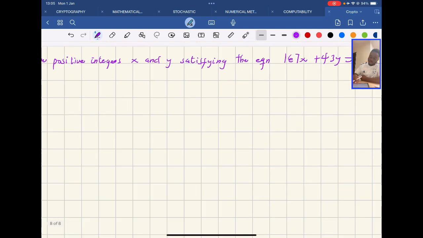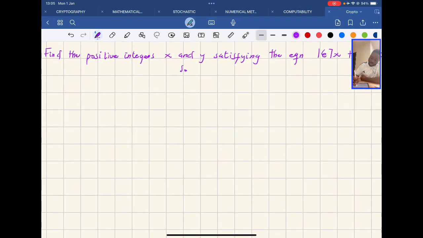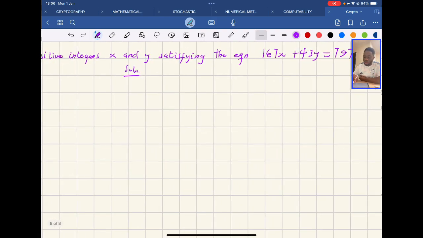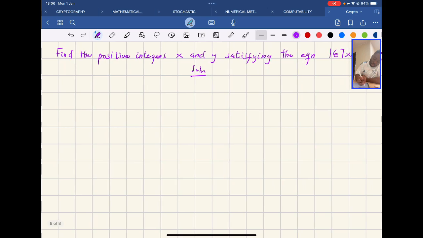So when given this question, the first thing you have to do is find the GCD of 167 and 43. So let's do that. What is the GCD of 167 and 43? You see over here, it's not that easy to tell, so let's go through the Euclidean algorithm.